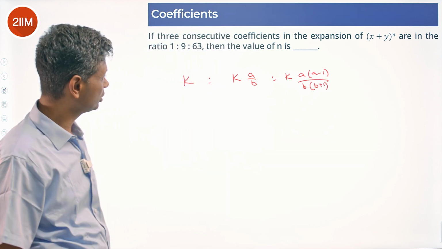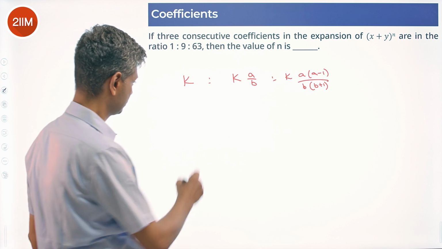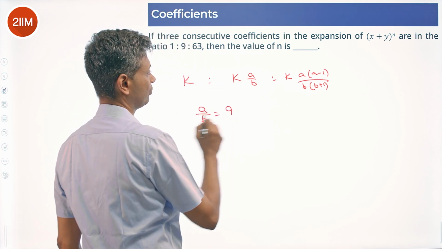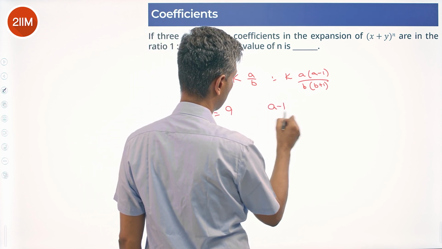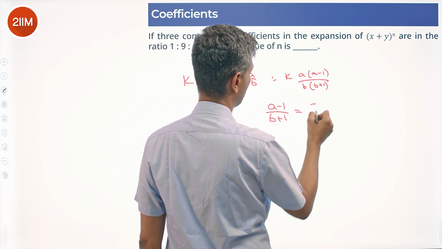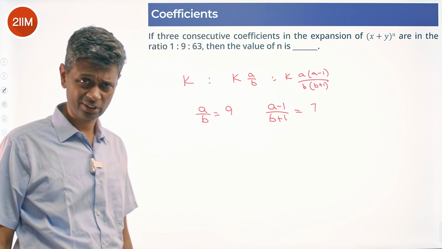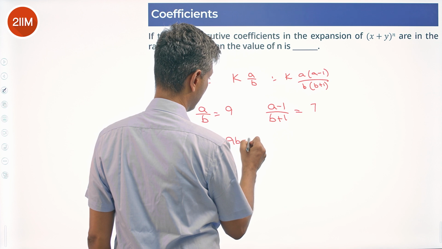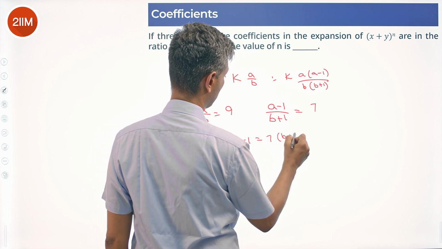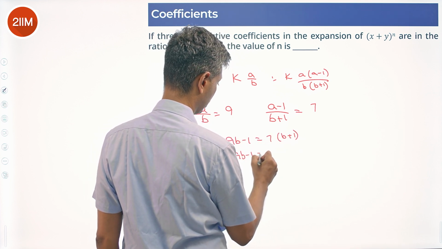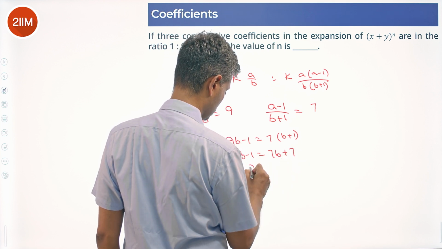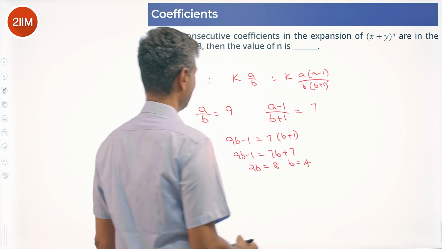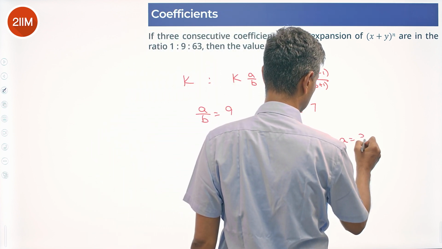The moment I do this, I know a by b is 9. This is 63, a by b is 9, (a-1) by (b+1) is 7. 9 into 7 is 63, so this is 7. a is 9b, 9b minus 1 is 7 times (b+1). 9b minus 1 is 7b + 7. 2b is 8, b is 4, a is 9b, a is 36.